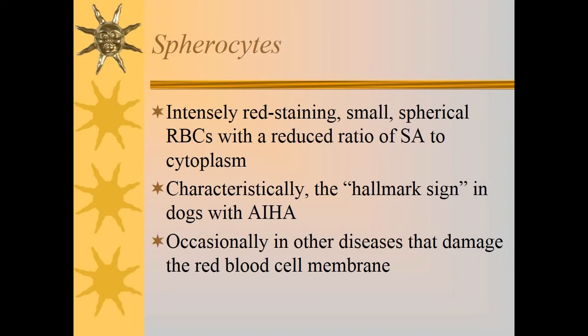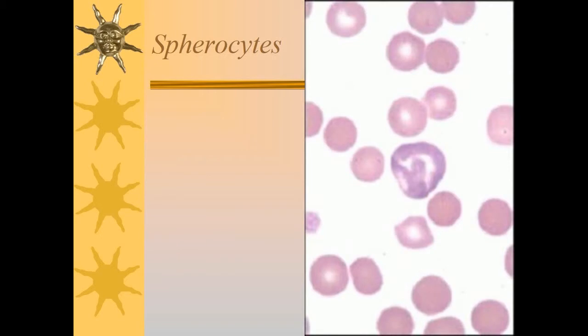Spherocytes. Spherocytes are thickened, dark staining cells, with no central pallor. They are typically smaller in size than normal red blood cells. We worry about spherocytes appearing on a slide because they are characteristically the hallmark sign in dogs with autoimmune hemolytic anemia. They are occasionally seen in other diseases that damage the red blood cell membrane. Spherocytes. Notice the cells lacking the central pallor.